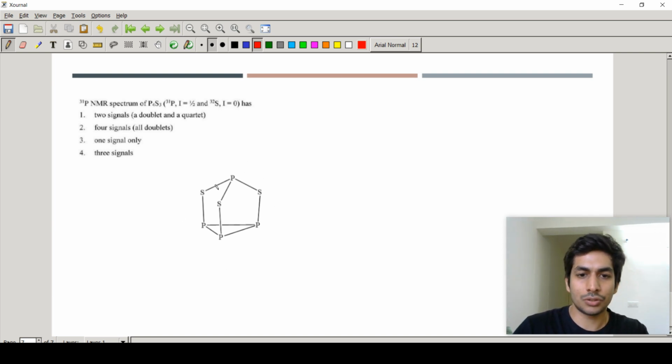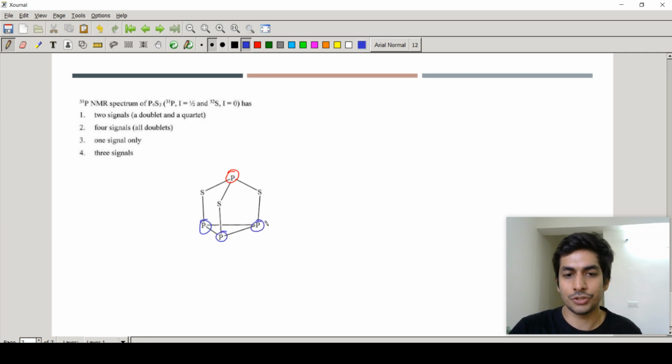If you look at the structure, we have 2 different types of phosphorus. Sulfur is inactive, so we don't have to consider that. But if you look at the phosphorus, there are 2 different kinds. One is this one, the one I have marked in red. This is in a different environment. And let me mark the others in blue. So this one and this one are in the same environment. You can check it out.